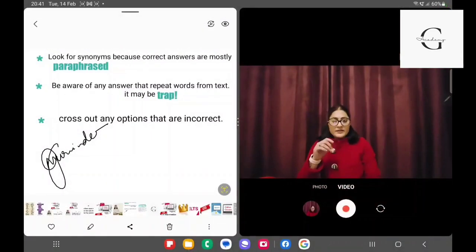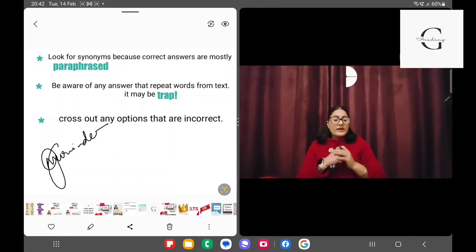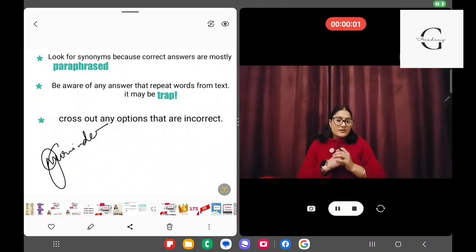These are the 3 things, as you can see on the screen, which you have to focus on while doing MCQs in the reading module. You can implement these 3 tips in IELTS listening as well, because the tips are approximately the same for IELTS listening MCQs and IELTS reading MCQs. The first is look for synonyms, because correct answers are mostly paraphrased.